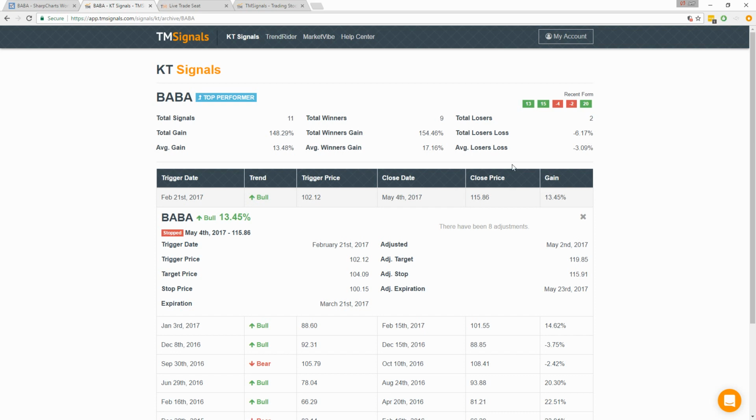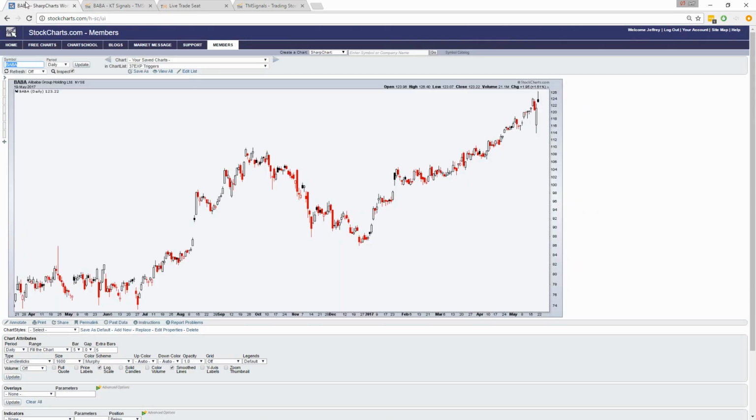Here's Alibaba, and it triggered on February 21st. It stopped out and exited on May 4th. Nice 13.5% gain. Easy, right? No problem there. Well, when you apply options to it, there are a few other things that come into play. I applied options. I bought a call option on February 21st. Here's the chart, and here's February 21st.